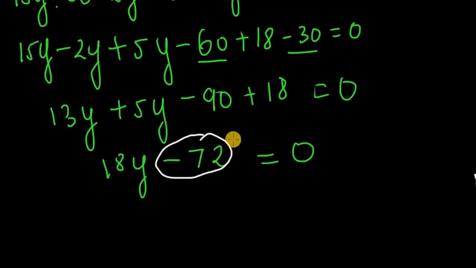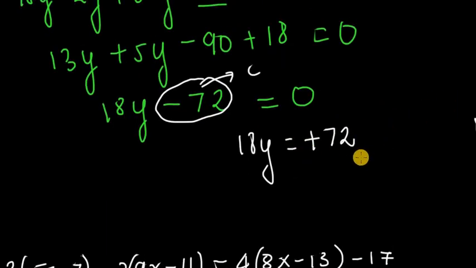Now let's shift this minus 72 to the right hand side because it is a constant. So 18y equals plus 72. Here it is minus 72, it will go as plus 72 there. Then y equals 72 divided by 18. It is multiplied with y, so when we shift it there, it becomes divided by 18.